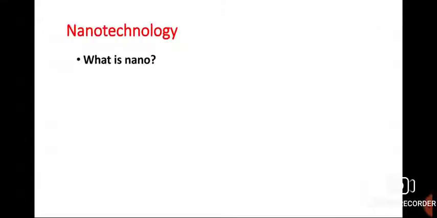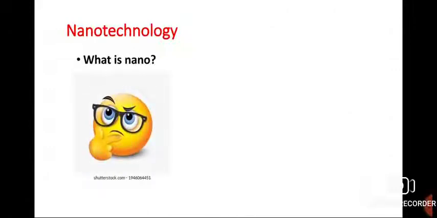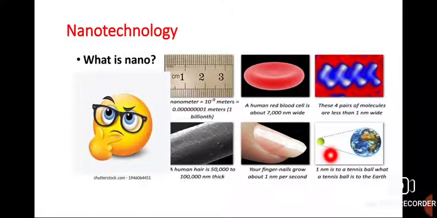So what is meant by nano? See here, the nanometer scale lies in the range of 10 raised to minus 9 meters. This is shown over here. A human red blood cell is about 7,000 nanometers wide. So just observe the red cell which is given here. The scale of this red cell is 7,000 nanometers wide.